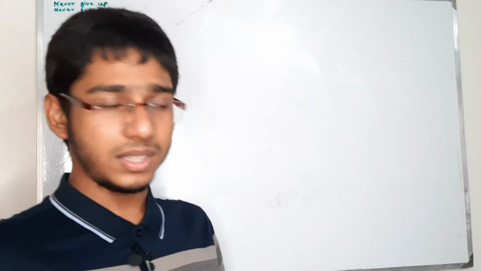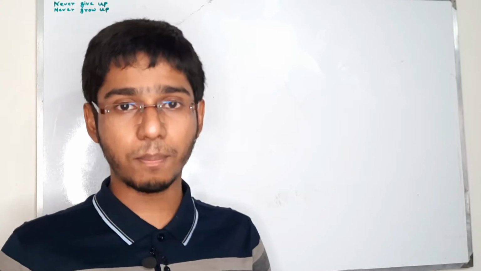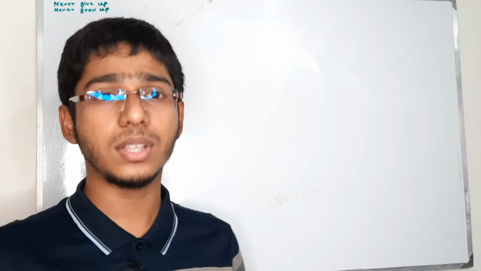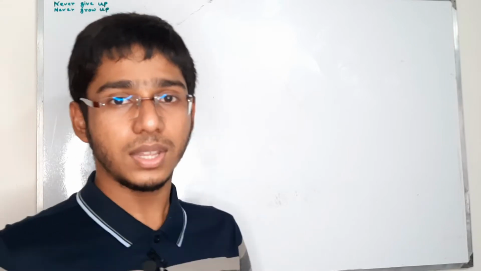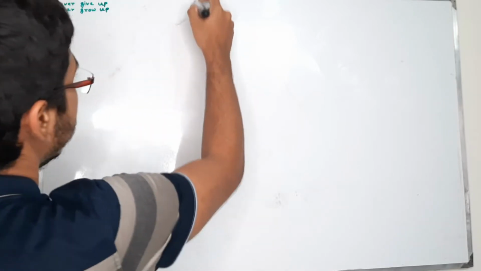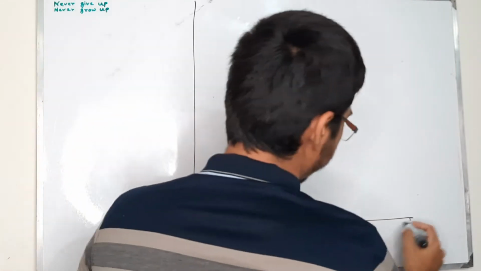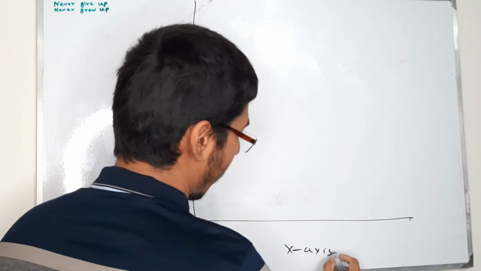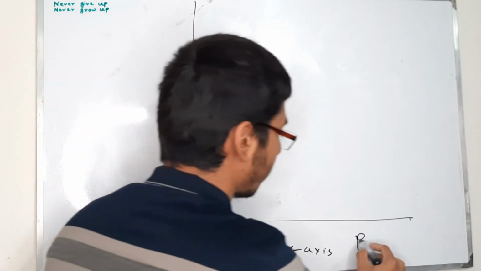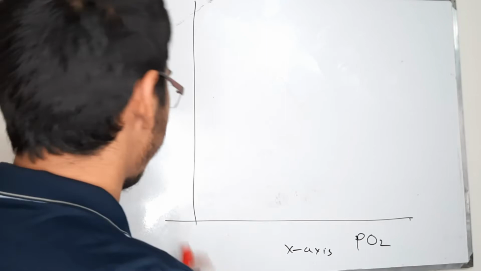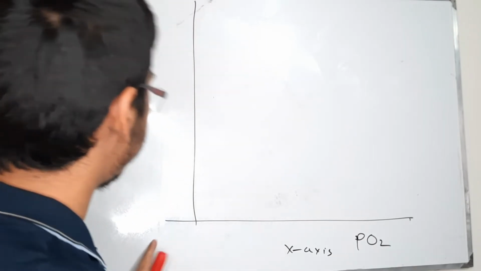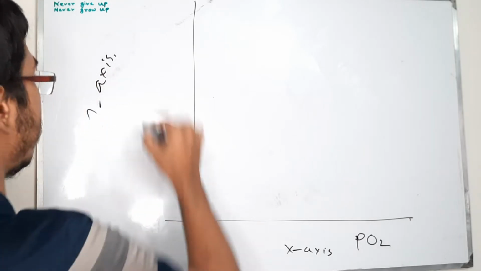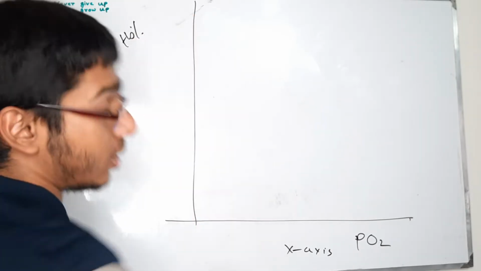Now, as this graph has to be drawn by us in the exam hall, we have to draw it two-dimensionally. And as usual, in two-dimensional graphs, there are two axes: one is the x-axis, another is the y-axis. Let us assume that this horizontal axis represents the x-axis, and across it we'll insert the partial pressure of the oxygen, and this longitudinal or vertical axis represents the y-axis, and across it we'll plot the hemoglobin saturation, which will be expressed in terms of percent.